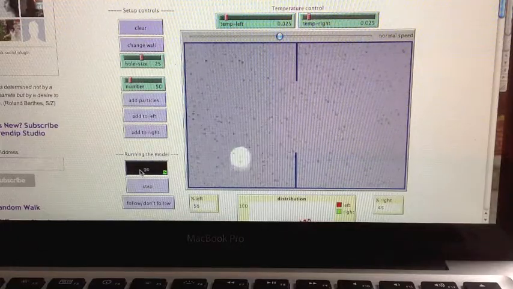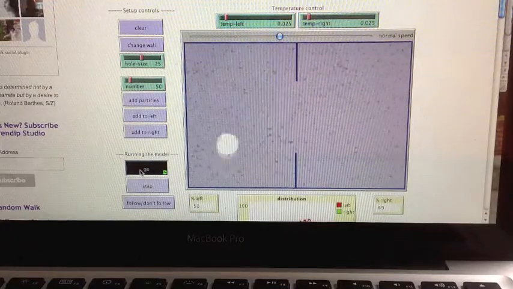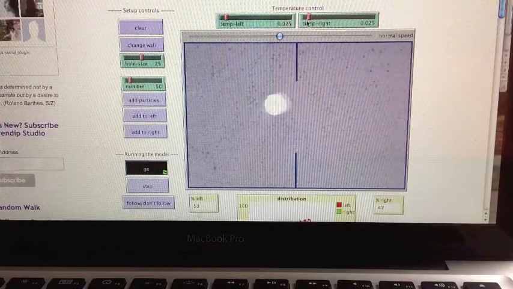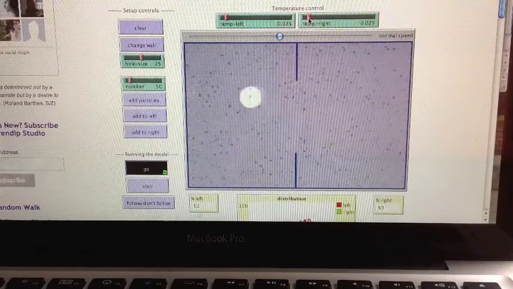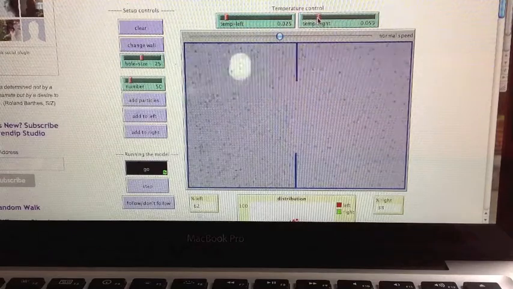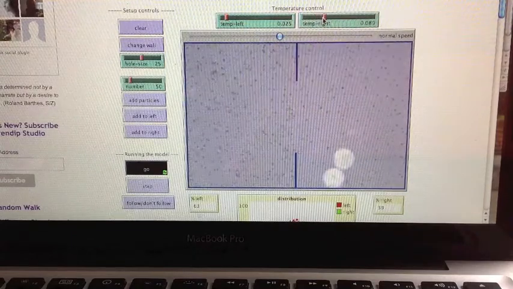Okay, so next I'm going to change the temperature on the right side of the box here by using the slider here. So I'm going to increase it. The units don't really mean anything. They're kind of arbitrary units, but they're getting bigger.